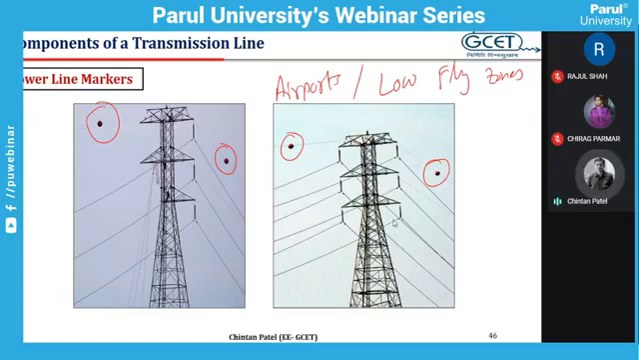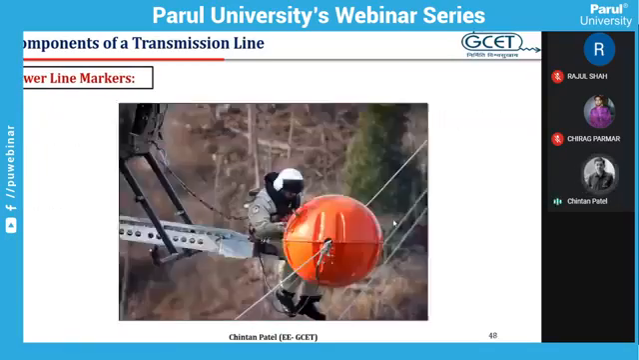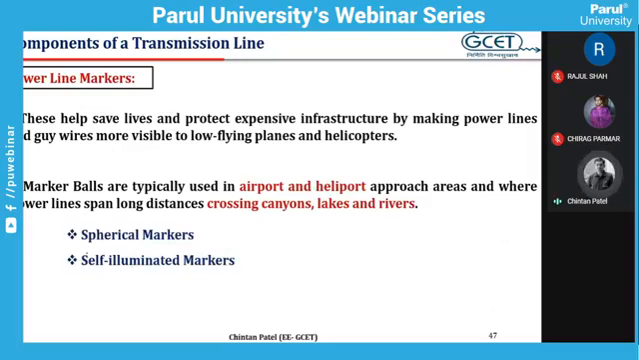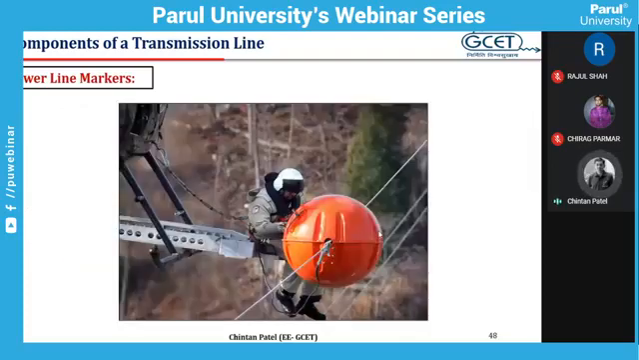There are 2 types of line markers used. First, the normal line markers, which are visible, and the other is the self-illuminated markers, because during night time the normal spherical markers will not be visible. So there is a provision of illumination. You can see the photograph. You can see the orange color and size of the power line marker. It is provided at a certain height.